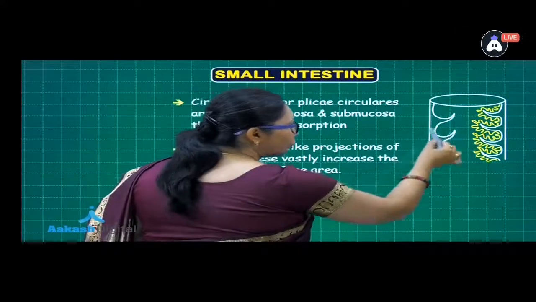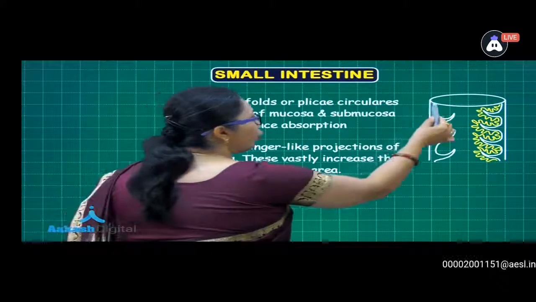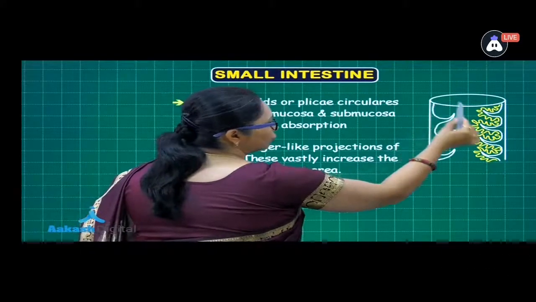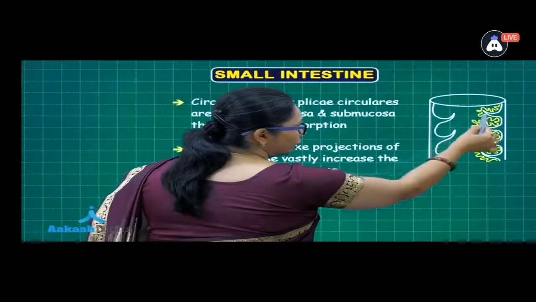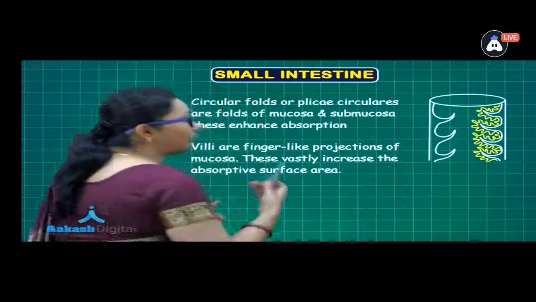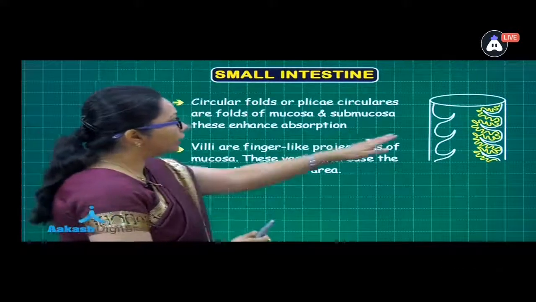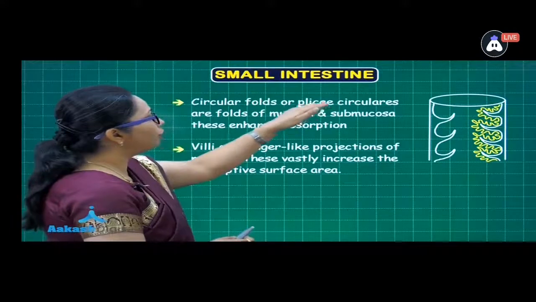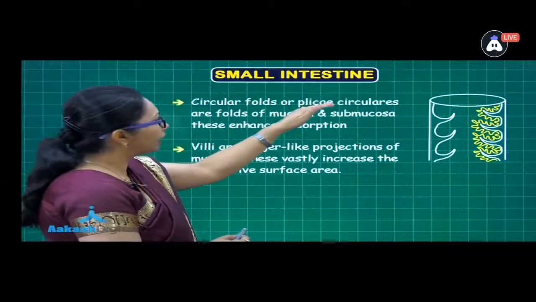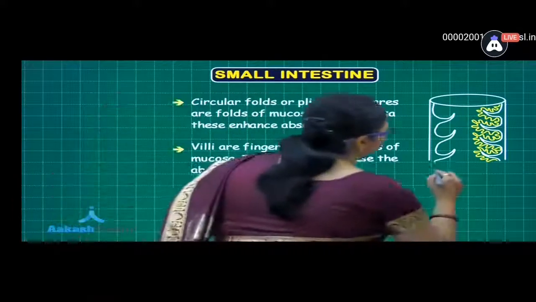And since the submucosa is folded, so that increases the surface area, then over this submucosa there is mucosa, which is shown here with the yellow color. The mucosa also is highly folded. So that increases the surface area manifold. Now these circular folds are called plica circularis. Plica circularis, or they are also called valves of Kerckring.